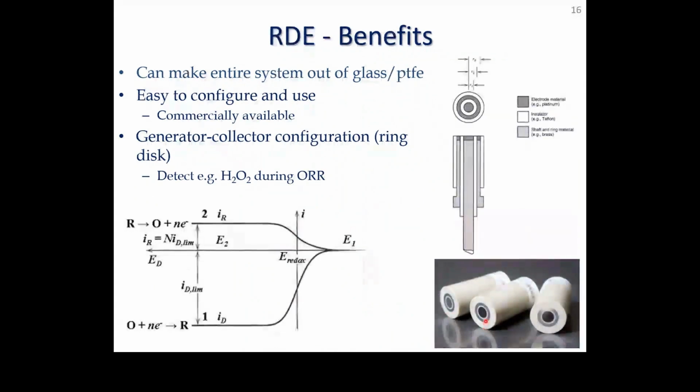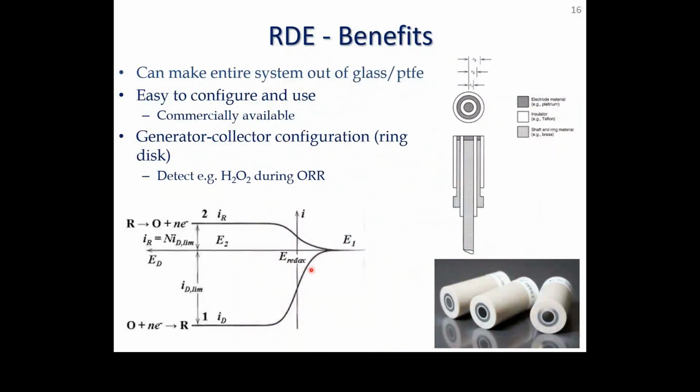where we have the disc made of one material and a ring around the outside. Any reactant that produces a product on the disc is then flung out tangentially past the ring, so we can use the ring to analyze what's produced. For instance, in this example, on the disc we have a reduction, and the ring is polarized at a specific potential so that the species that's reduced is then reoxidized, so that we can measure the concentration of the species that's produced.